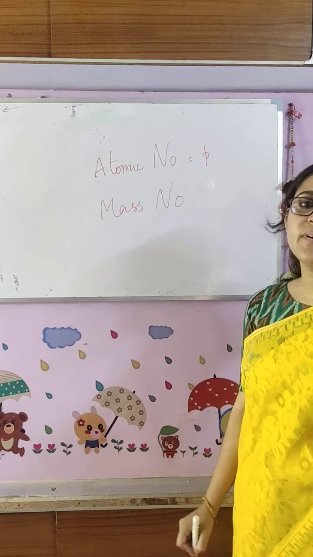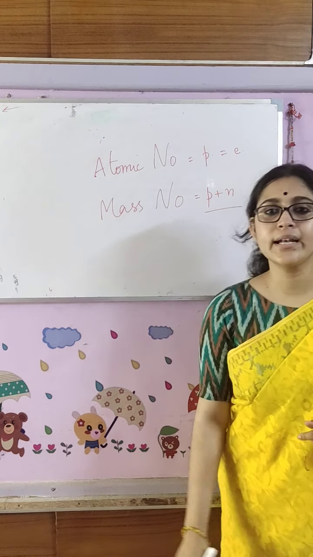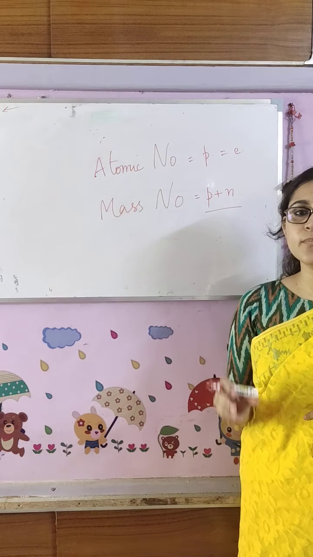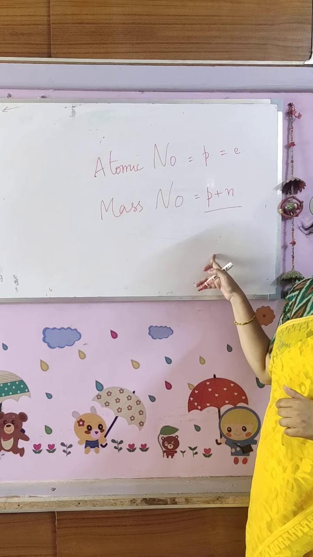And as we know, protons and electrons are the same in number, so we can say it is equal to the number of electrons. And mass number is the summation of protons and neutrons that are present inside the nucleus. What are isotopes? Isotopes are the atoms of the same element with the same atomic number but different mass number.